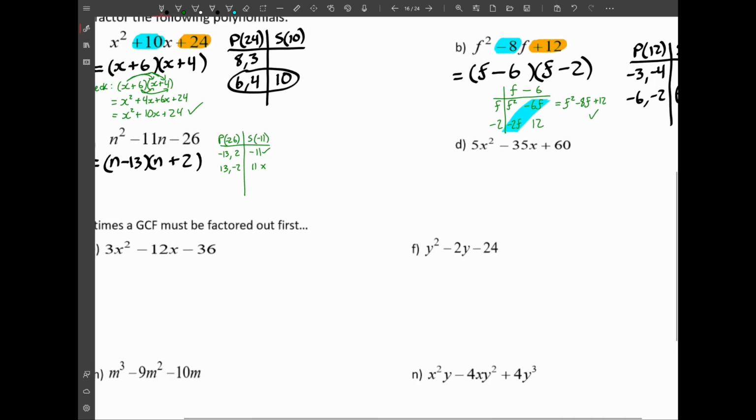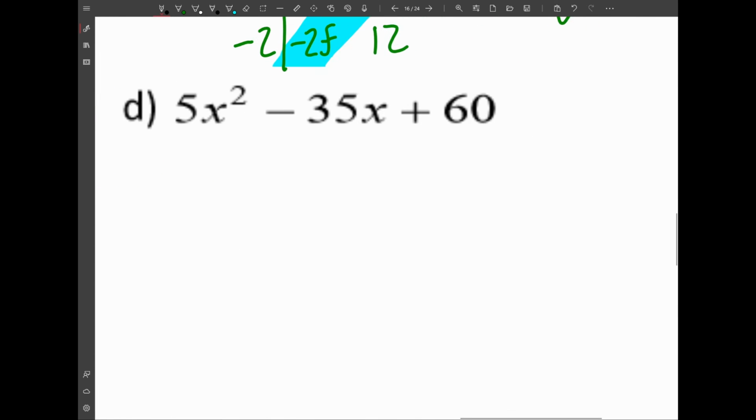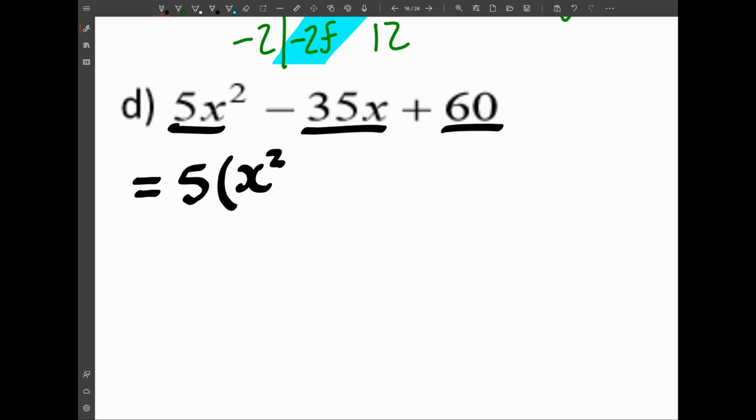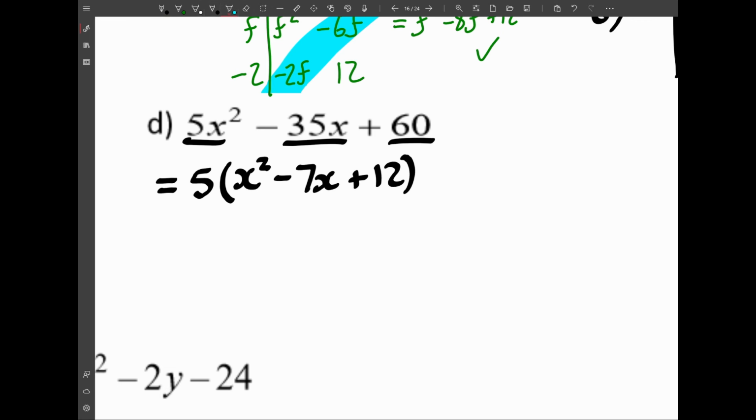And last one here. All right, well, this one is interesting because I didn't teach you what to do if the coefficient is 5. Unless there's something we've done in a previous lesson. 5x squared, 35x, and 60. They all have something in common. They all have a 5. So if I take out the 5, that leaves me with x squared minus 7x plus 12, which I can then factor by inspection. Now I'm looking at a product of 12 and a sum of negative 7.